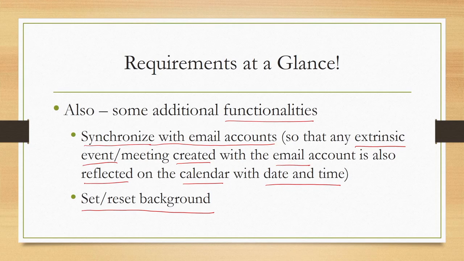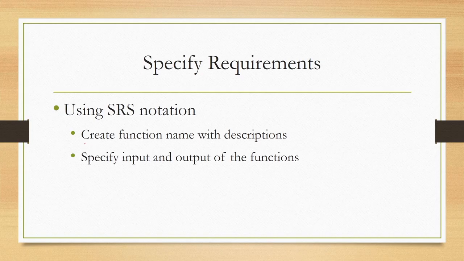Once the requirements are identified, our next task is to specify them. For specification, earlier we have seen that we can use a notation, and the resulting document that we get is called the SRS, or Software Requirement Specification document. The notation involves creation of a function name with description and clearly specifying the input and output of the functions. So, for each function, we need to clearly specify input and output, as also provide a name and description. For the functions that we have identified for the calendar app, let us see how we can create the SRS document.